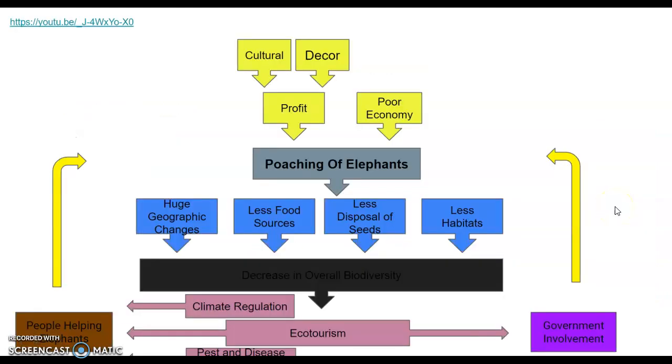This right here is my ecological framework. This kind of just describes what I just told you. Up here at the top, we talk about why poaching happens and how it affects the environment, and then down at the bottom we'll talk about ways to solve it and how it kind of goes back to poaching of elephants.